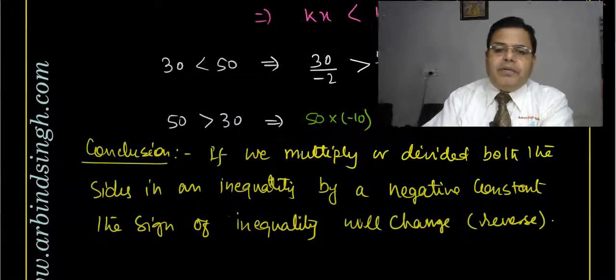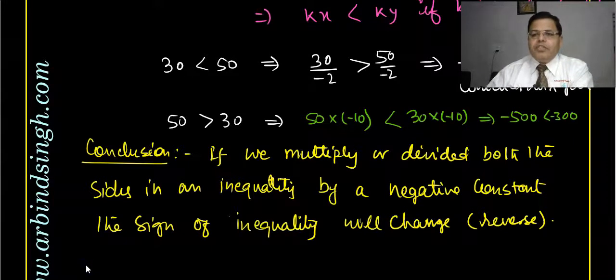So whenever there is a multiplication or division by a negative number, the sign of inequality will change. We are not discussing functions now, it is beyond the scope of this class, so that is why I use the word number, or constant. Any negative constant, if you divide both the sides, the sign will change. I hope you got it.